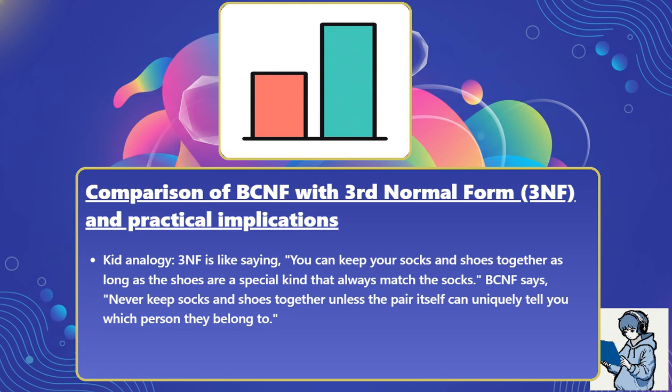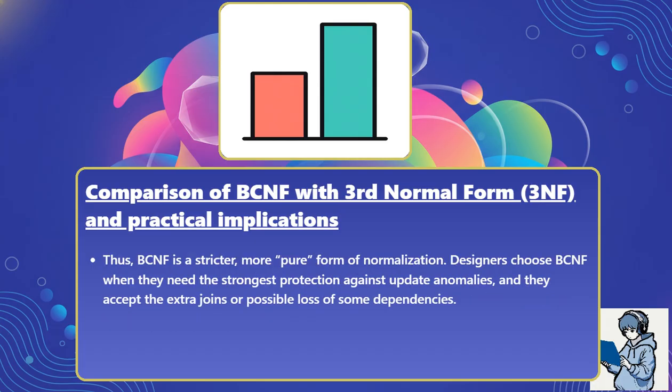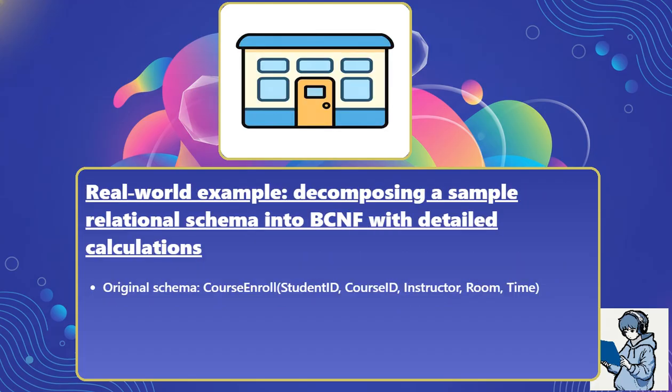Kid analogy, 3NF is like saying, you can keep your socks and shoes together as long as the shoes are a special kind that always match the socks. BCNF says, never keep socks and shoes together unless the pair itself can uniquely tell you which person they belong to. Thus, BCNF is a stricter, more pure form of normalization. Designers choose BCNF when they need the strongest protection against update anomalies, and they accept the extra joins or possible loss of some dependencies.